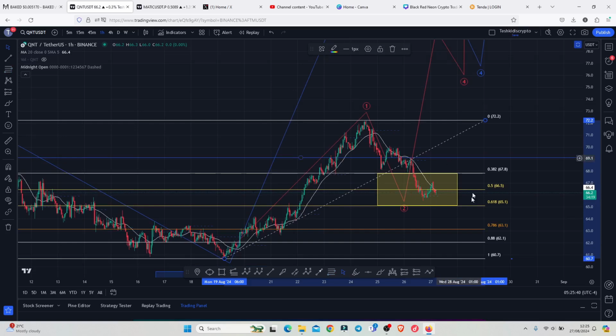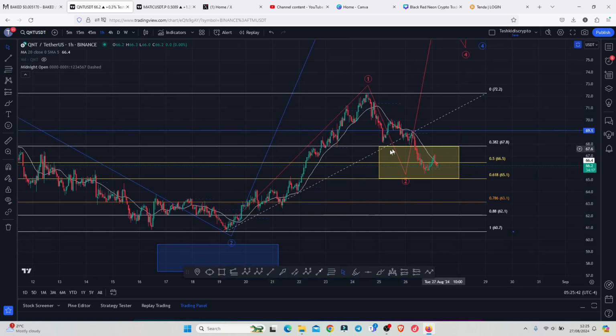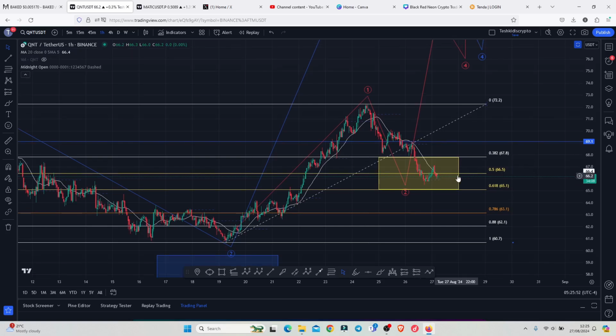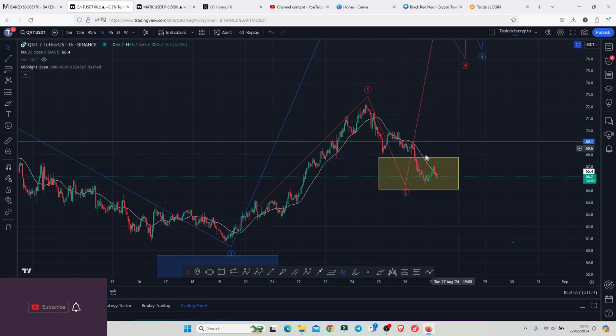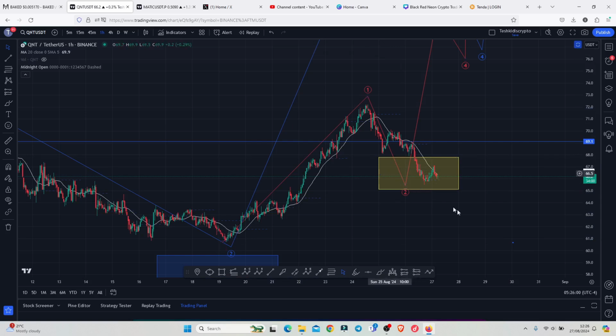giving me a minimum pullback target area between the fib level 0.382 and the fib level 0.618, and this lies between the $67.8 and the $65.1, which is an area that at the time of this recording we have almost fully maximized, and there are high chances that we could have a low in place for this Elliott wave count 2.